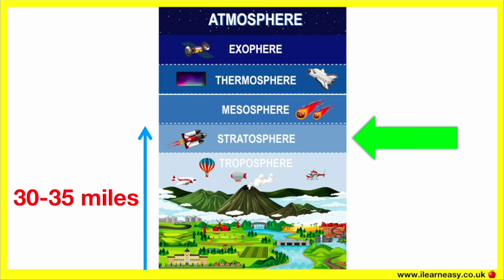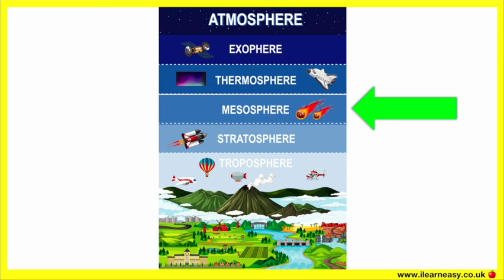This UV radiation is the reason why the temperature in the stratosphere becomes warmer the higher up you go. The stratosphere is the highest part of the atmosphere that airplanes can fly around in. And unlike the troposphere, the stratosphere is nearly cloud and weather-free. So to summarize, the stratosphere is the second layer. It contains the Earth's ozone layer. And it's cloud and weather-free.